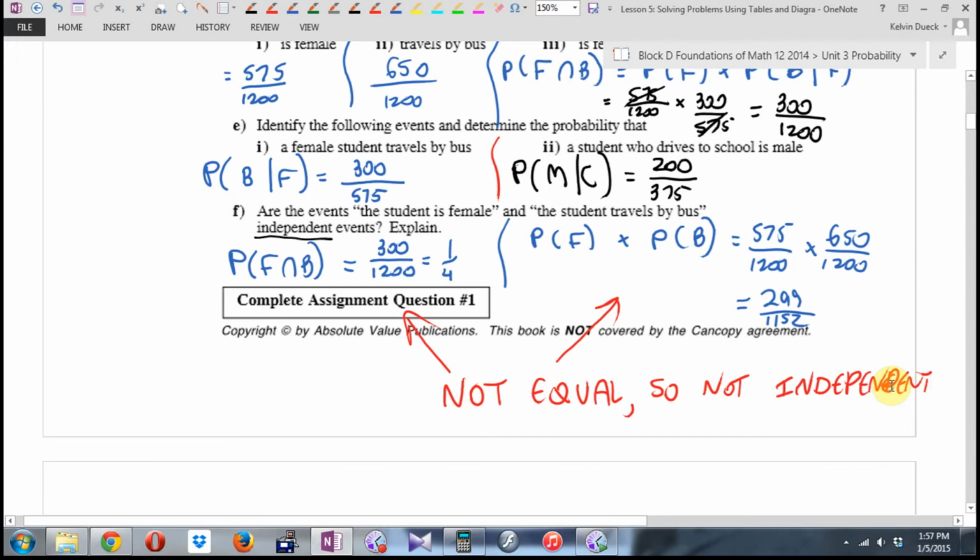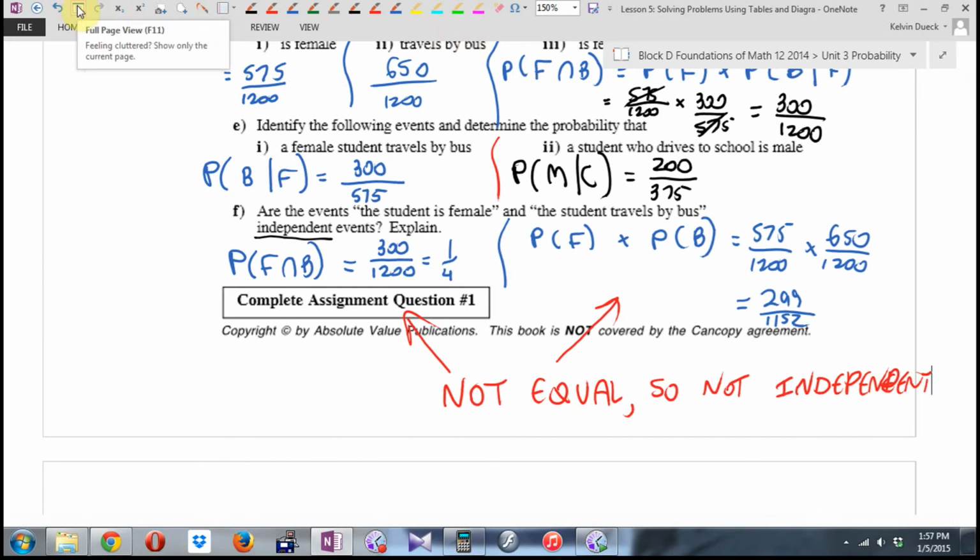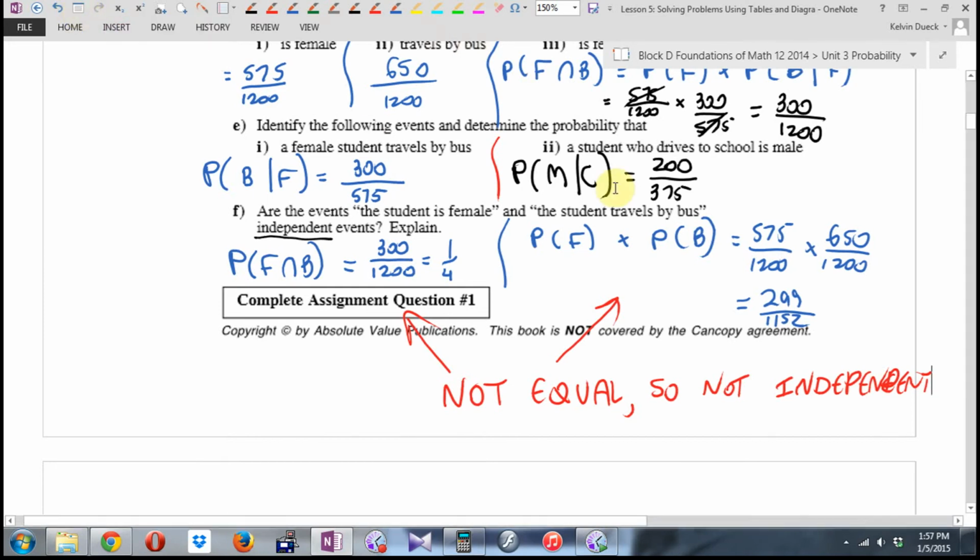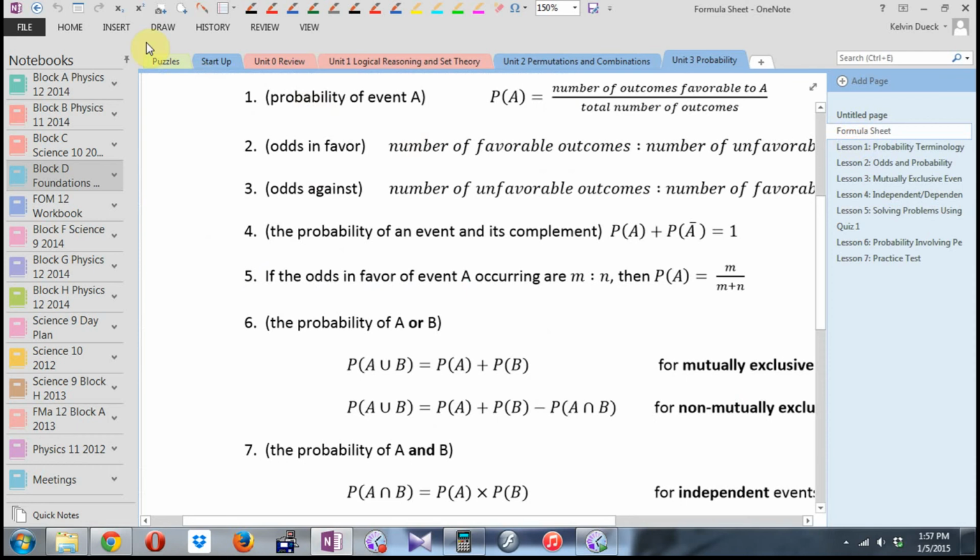So stay here on this, once you write that down, stay here, and I'll bring you back up to the formula sheet, which you also have in front of you. But you guys stay on this page. I'll bring it back in a sec. Here's what we've said.